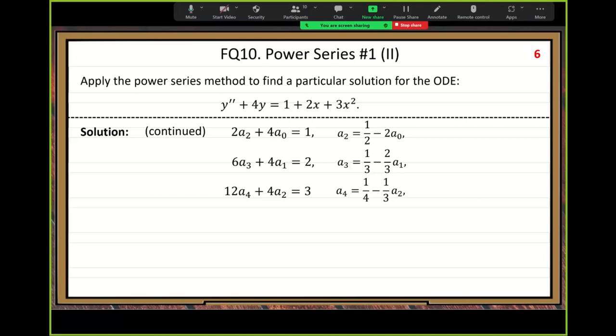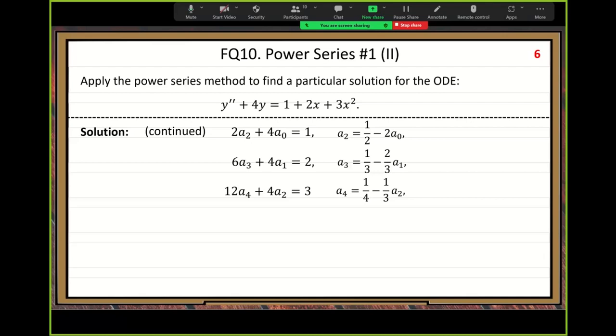Apply the power series method to find a particular solution for the ODE. I only ask you to write one particular solution. I do not ask you to write the general solution. Because one particular solution is important. If you can write one particular solution, then we know the general solution of this homogeneous equation, and then we can write the general solution easily, right? So we don't worry about that general part. We only need one particular solution.